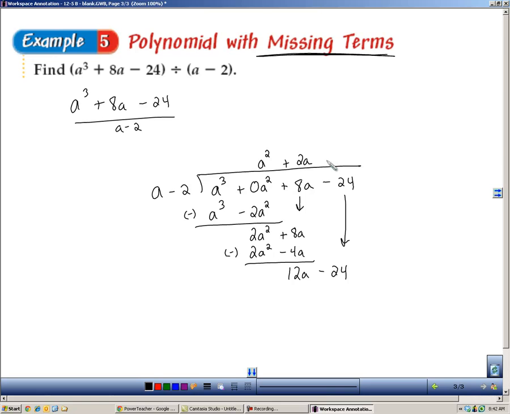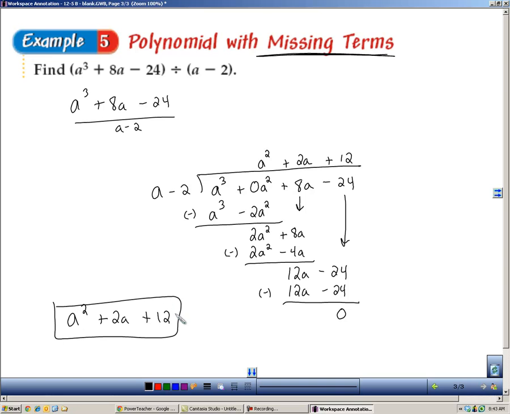a times what is 12a? Answer is 12. 12 times a is 12a. 12 times negative 2 is negative 24. Always subtract. 0, 0. So it turns out here that we don't get any remainder at all. So my solution when I divide these two is a squared plus 2a plus 12. Now we would not have been able to find that by factoring, because we could not have factored that trinomial, because it's not really a trinomial. So using long division, sometimes you might have to put a missing term in, and when you do that you're going to use a 0.